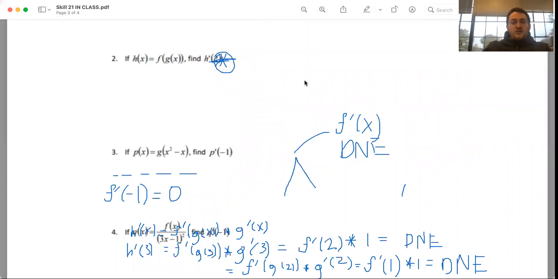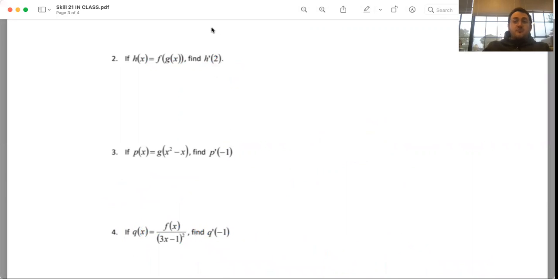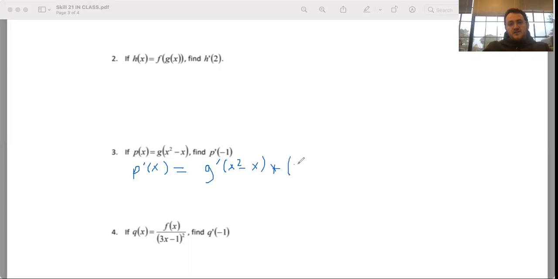Where we might get a little harder, these are kind of more of a challenge level beyond what I would go on a test, like something like a 3 or 4. But for instance, if I wanted to do p prime of x, I could actually write this as g prime of x squared minus x. And then I could just take the derivative of what's inside. So that would be 2x minus 1. And I could, at this point, actually plug in the -1 squared minus 1 times 2 times -1 minus 1.